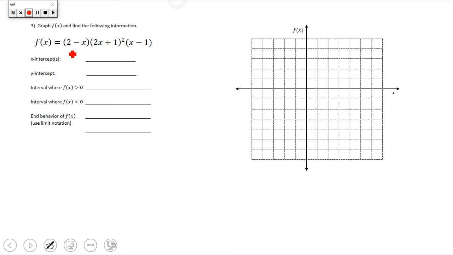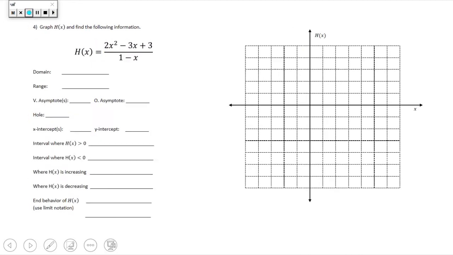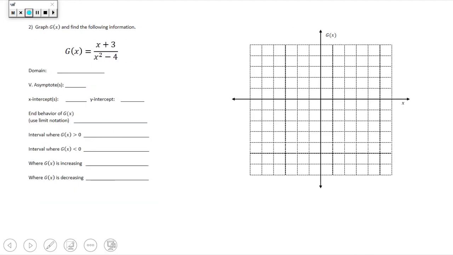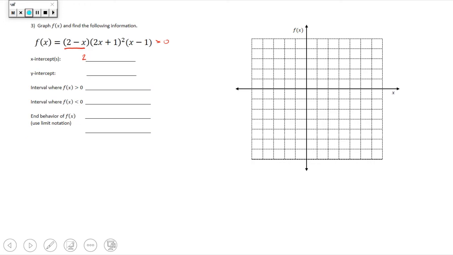The x-intercepts here, if you were to set this equal to 0 and do the zero product property, that first factor suggests that there's an x-intercept at 2. The second factor here suggests an x-intercept at negative 1/2.